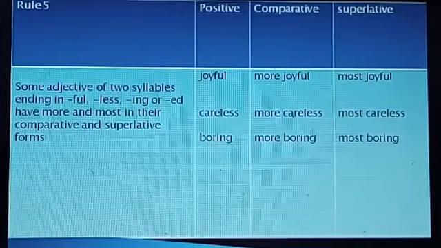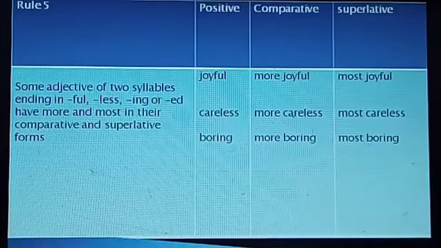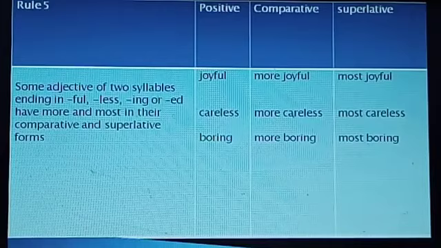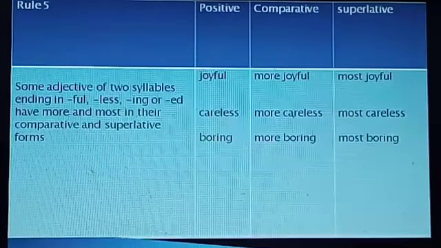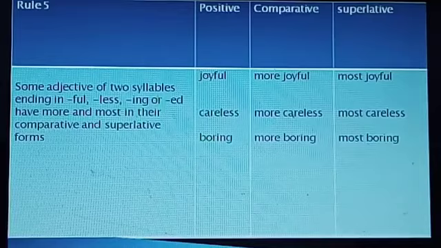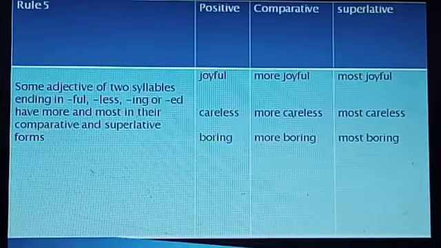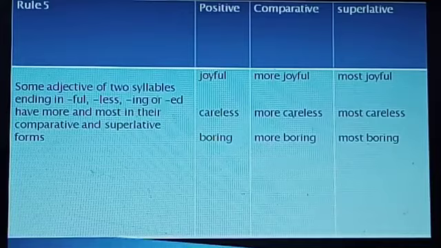Now come to rule number 5. Some adjectives of 2 syllables ending in full, less, ing or ed have more and most in their comparative and superlative forms. Yes, if 2 vowel sounds are there and at the end of that word is full, less, ing or ed, we use more to make it comparative and we use most in the superlative form, like joyful, more joyful, most joyful; careless, more careless, most careless; boring, more boring, most boring in the superlative form.